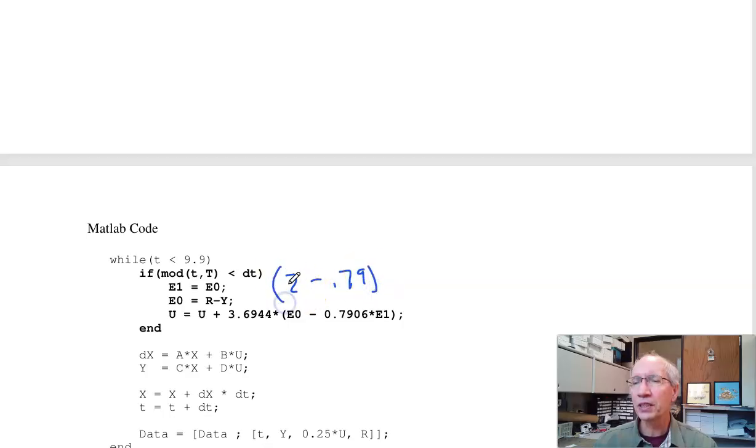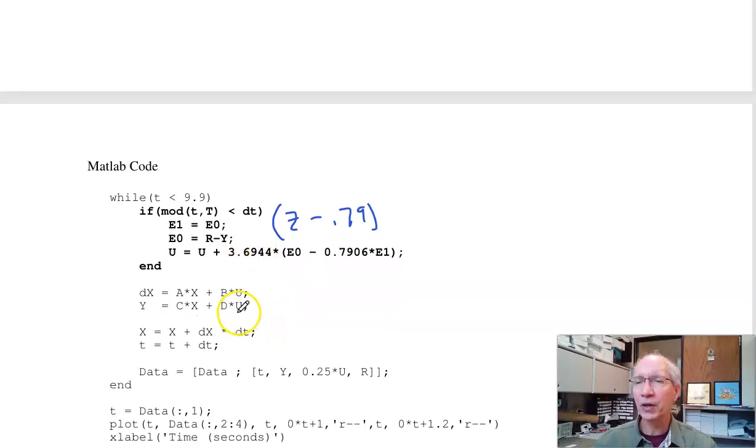So the first one is the current error. Here's the previous error. That ratio tells me where I put the 0. The 3.69 puts me at that spot in the root locus for 20% overshoot. Try it. So this updates the input every 0.5 seconds.